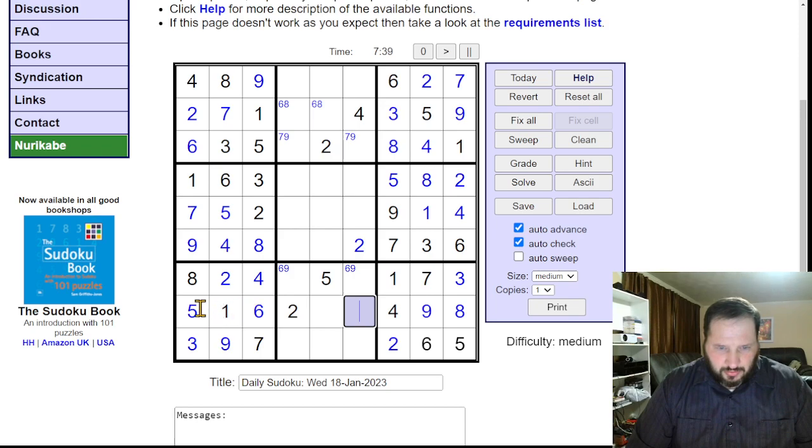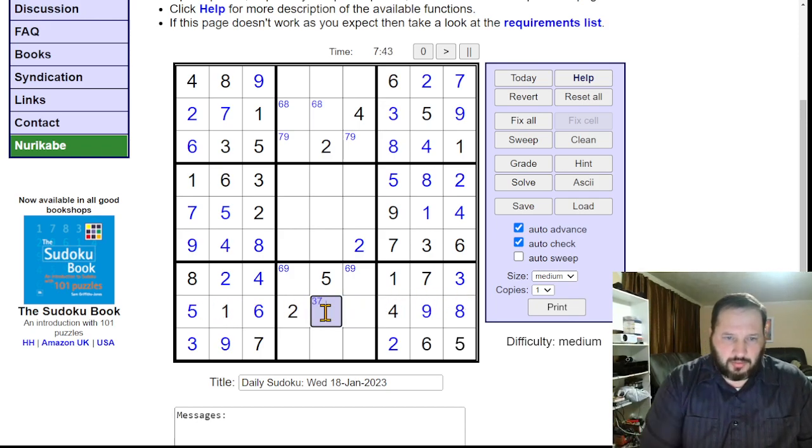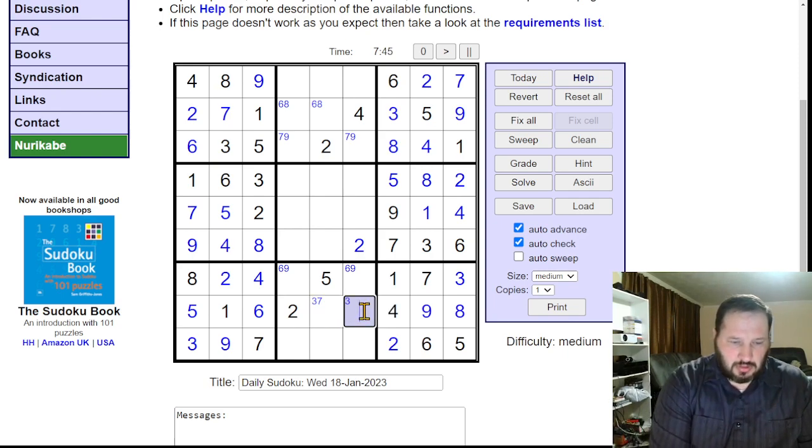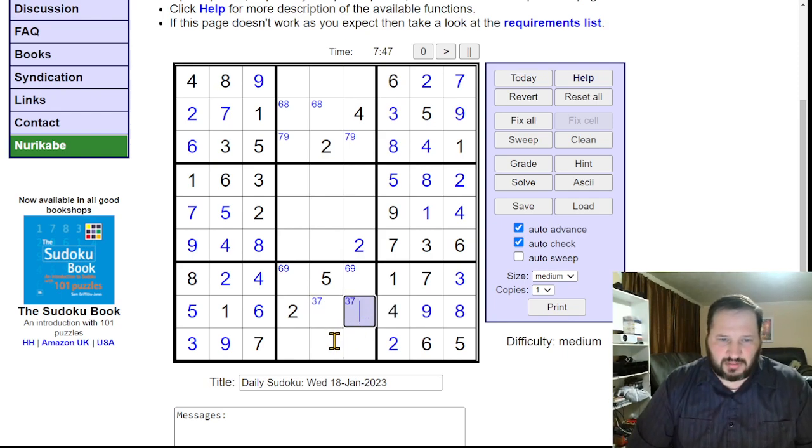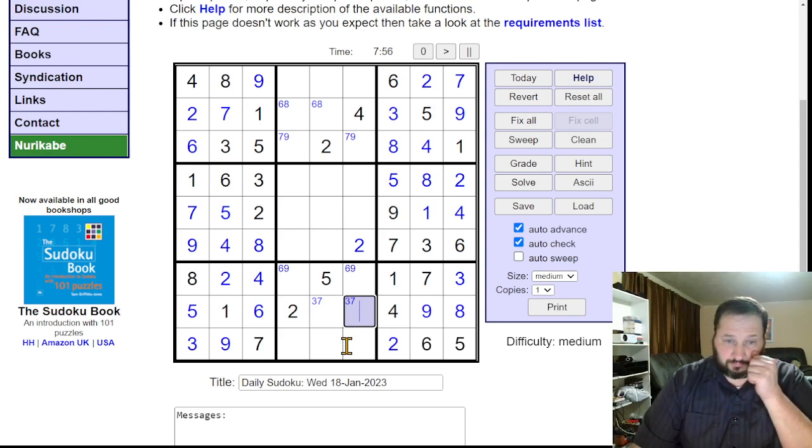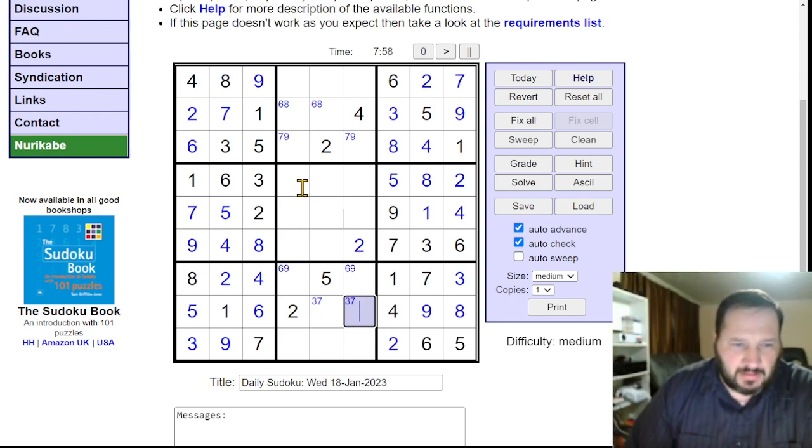Alright, now we've got a couple numbers missing right here. Looks like a 3 and a 7. Okay, 3 and a 7. And then we're missing the other 3 numbers here. We're missing a 1, a 4, and an 8. Okay, so let's come up here.